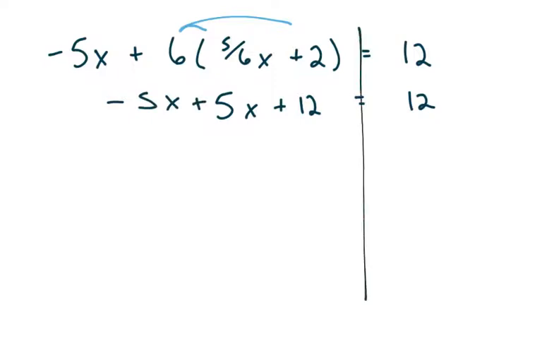Now I'm going to draw my line on the equals and simplify what I can on the left. I see negative 5x and 5x. Those are like terms. They go together, and I know that they cancel out. Negative 5x plus 5x makes 0. So I'm left with 12 equals 12.